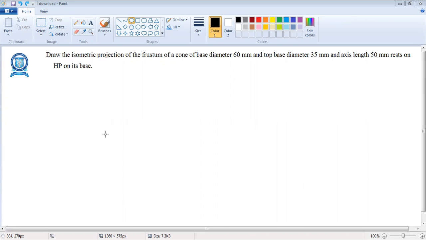Okay. Here the question is given to us: draw the isometric projection of the frustum of cone of base diameter 60 mm and top base diameter 35 mm, and its axis length is 50 mm, and it rests on HP. So now we are first going to draw a simple diagram of a frustum of a cone.